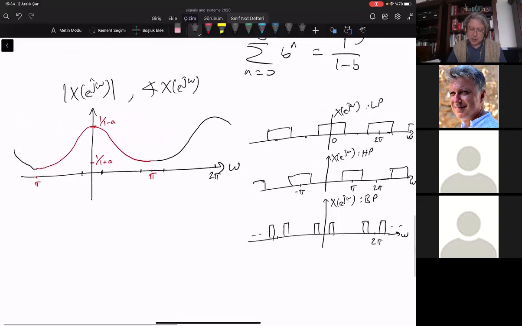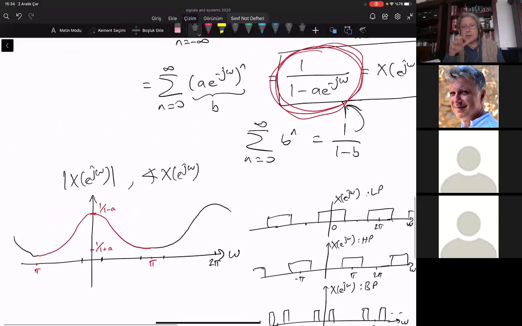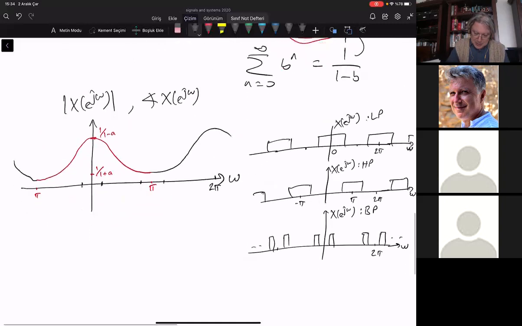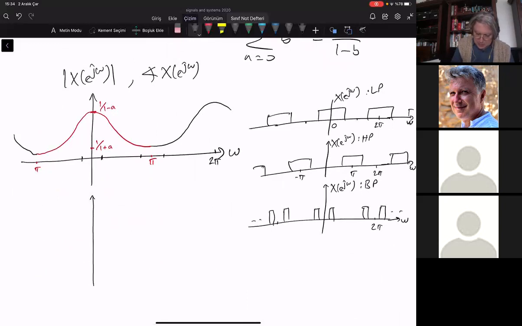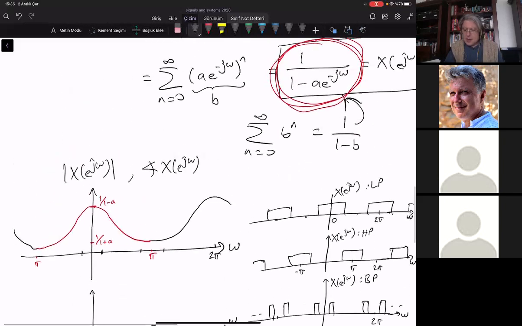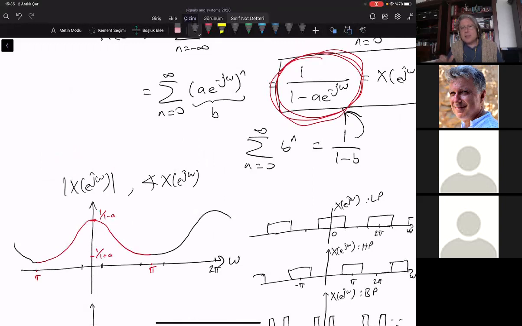Now let's go back to our result, which is the red encircled thing, 1 over 1 minus a e to the minus j omega. Somehow start thinking about it, but as I said before, I will not be very much interested in these. And computers can also help you developing these if you wish. First of all, I know a few landmark points, one of them being pi, the other one zero. When omega is zero, it becomes 1 over 1 minus a times 1, and it becomes a real value. So at omega equal to 0, this X of e to the j omega is real.